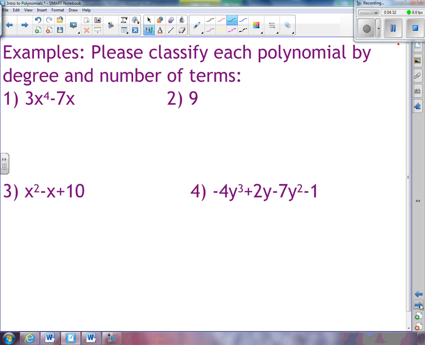So now let's just try to classify each of these examples by both the number of terms and the degree. So here, the number of terms here is 2. So this is some sort of binomial. Because the highest power is 4, it's a quartic.